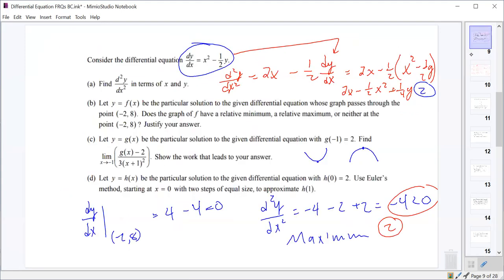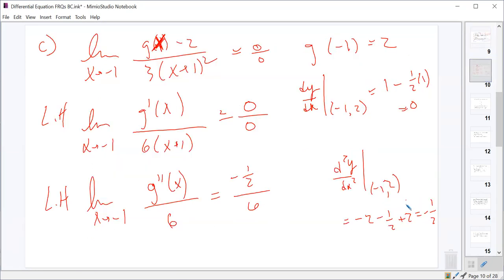Over 6. Did I do that right? -1. Oh, that's a -2. Oh, that's plus 1/2. I know how to multiply. That's -2. Yeah, you got to multiply it right though. -2 over 6, which is -1/3. Good or no?